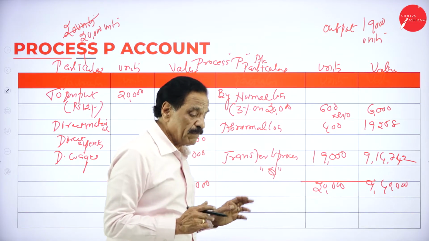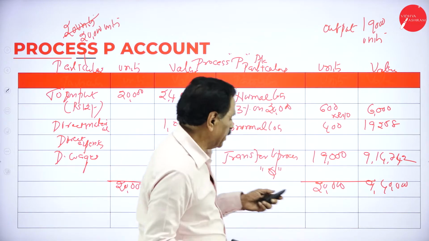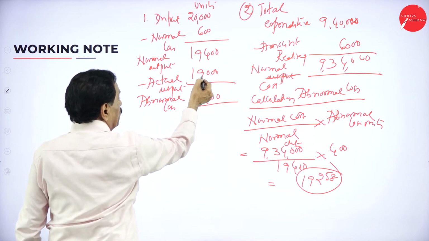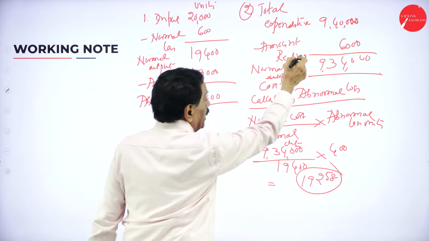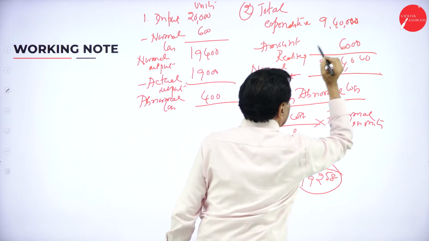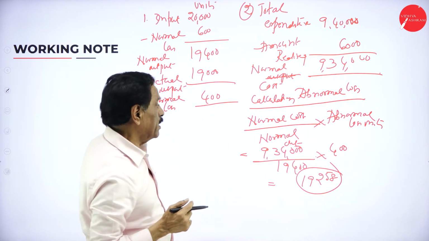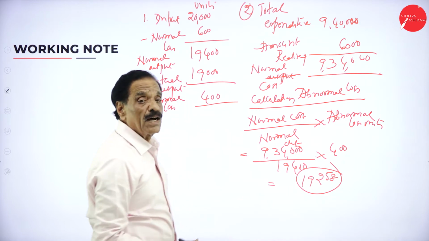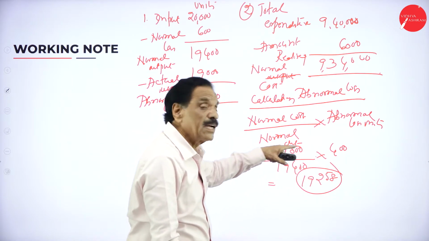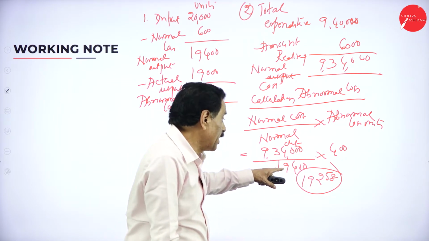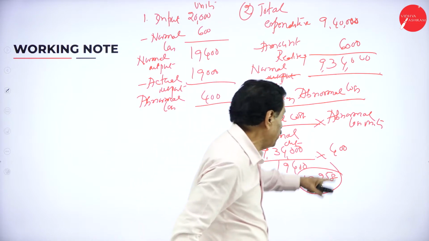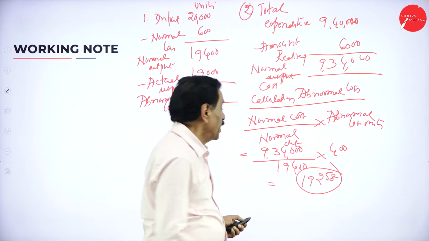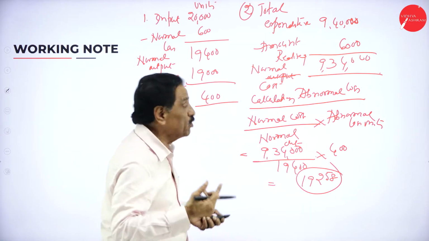What's the formula? You have to see the working out. 20,600, 19,000 for actual loss. Your total expenditure is 9,40,000. How much realized? 6,000, so 9,34,000. Normal cost divided by normal output multiplied by abnormal loss units. Your normal cost is 9,34,000 divided by normal output 19,400. Your abnormal loss value is 19,258. This will be transferred to process Q.